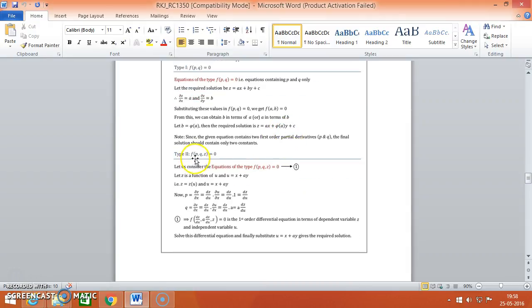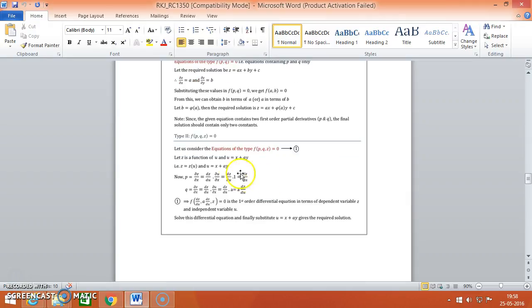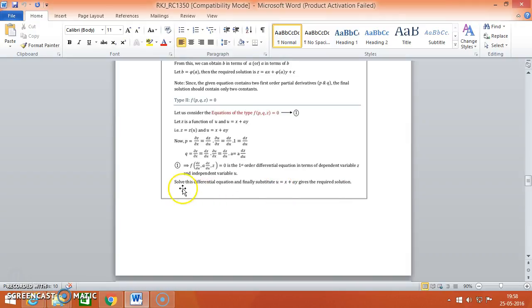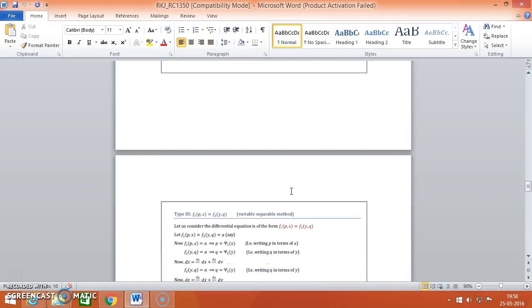Second model, f of z, p, q equal to 0. In this equation, first we consider solution u equal to x plus ay, then p equal to dz upon du, q equal to a dz upon du, and the partial differential equation is reduced to an ordinary differential equation, and by solving it we get the required solution.